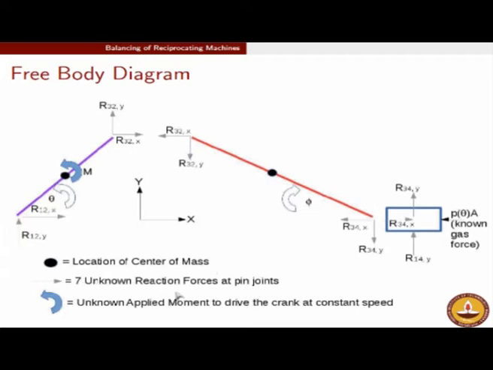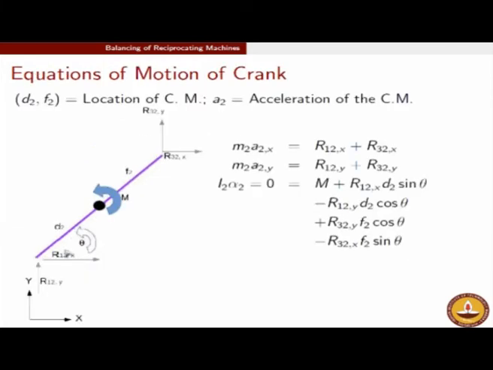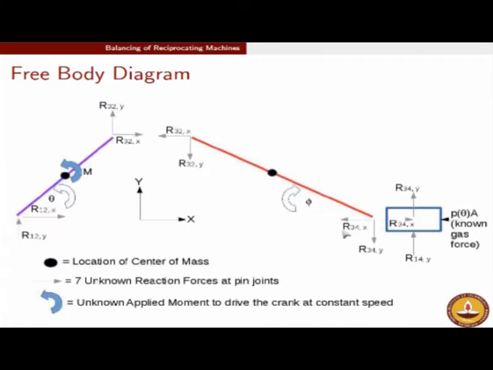So there are 7 unknown reaction forces which are happening at the pin joints and also on this sliding pair, and there is one unknown applied moment which is shown by this curved arrow M. So in totality there are 8 unknowns in this system. Let us see if we can find 8 equations such that we are able to solve this system of equations. So now we will look part by part. This was the free body diagram of each part shown together.